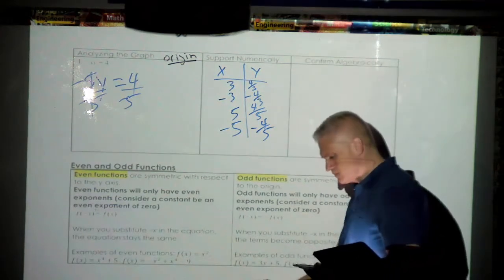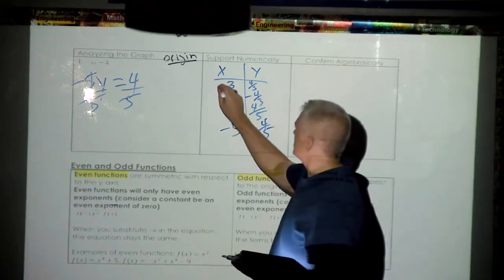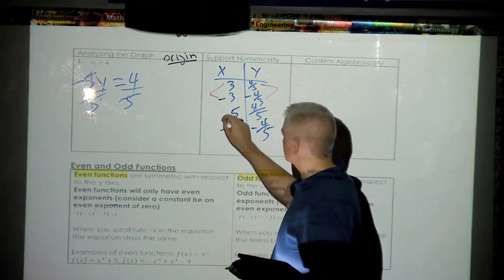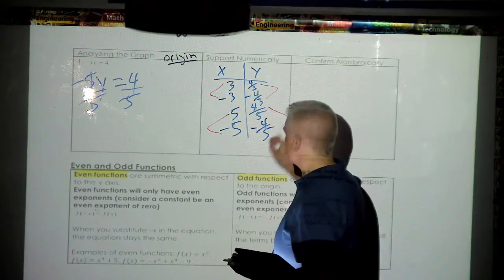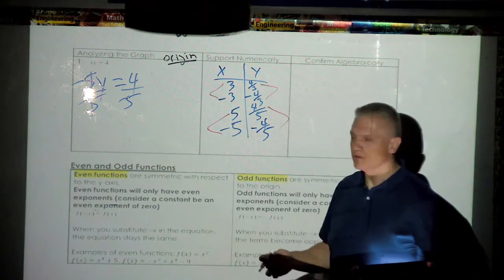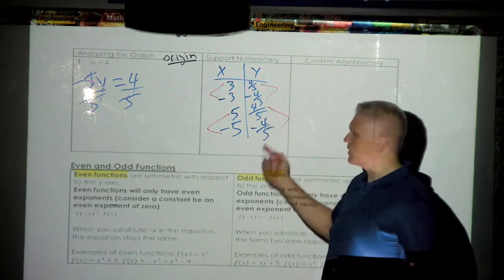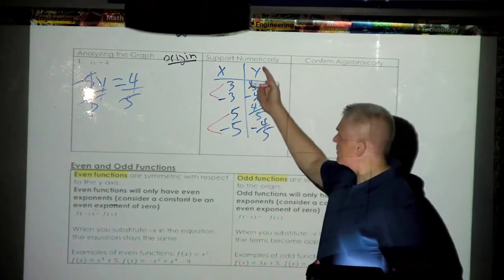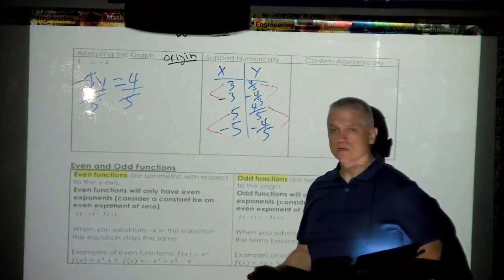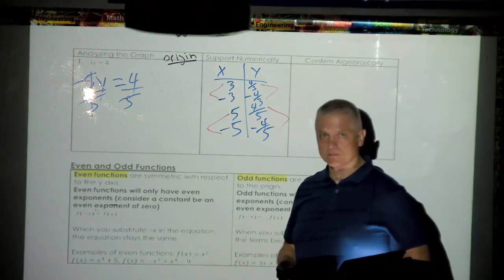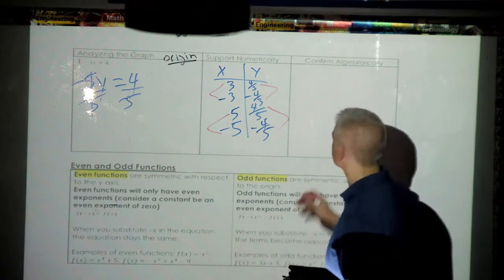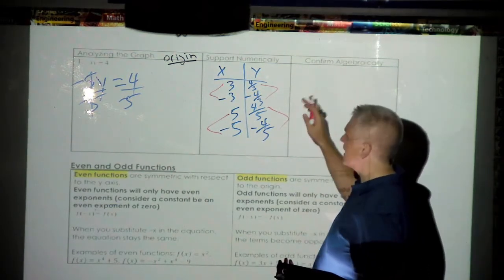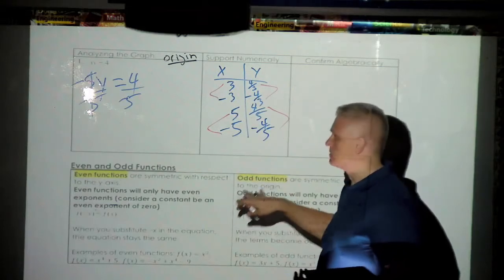So, I changed the sign of x, it changed the sign of y. I changed the sign of a different x, it still changed the sign of y. It's the same absolute value, but it's a different sign. So numerically, that supports rotational symmetry around the origin. It's symmetric to the origin. Let's confirm that algebraically. So we're going to do with algebra what we just did with numbers.